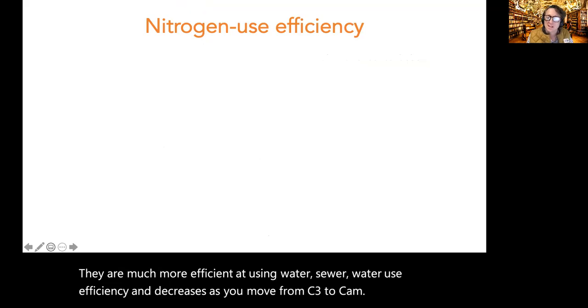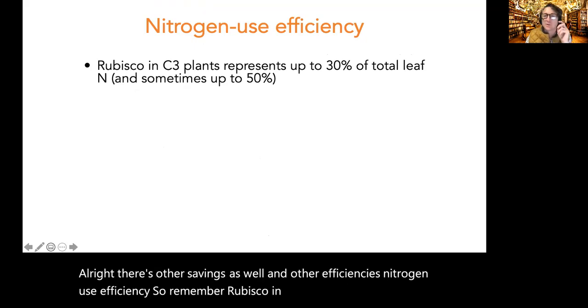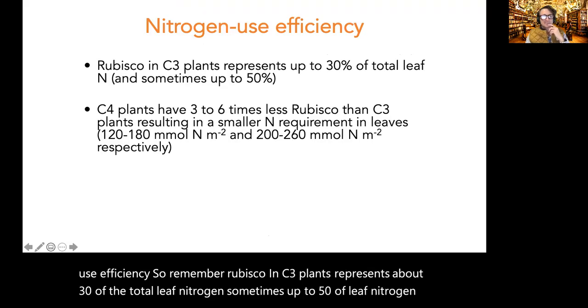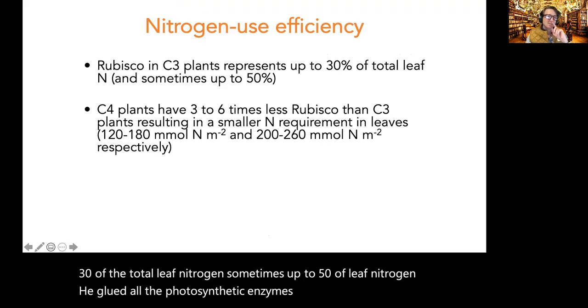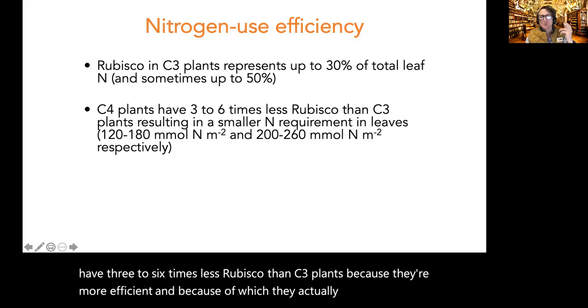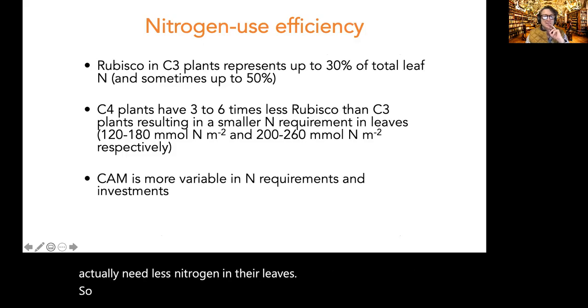All right, there are other savings as well and other efficiencies. Nitrogen use efficiency. So remember, Rubisco in C3 plants represents about 30% of the total leaf nitrogen, sometimes up to 50% of leaf nitrogen if you include all the photosynthetic enzymes. And C4 plants in general have 3 to 6 times less Rubisco than C3 plants because they're more efficient, right? And because of which they actually need less nitrogen in their leaves, okay? So the nitrogen use efficiency is actually much higher in C4 plants.